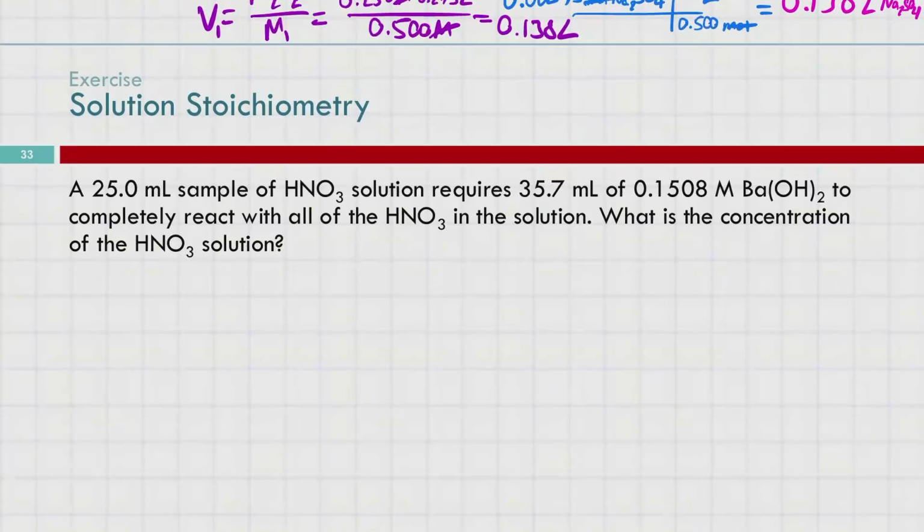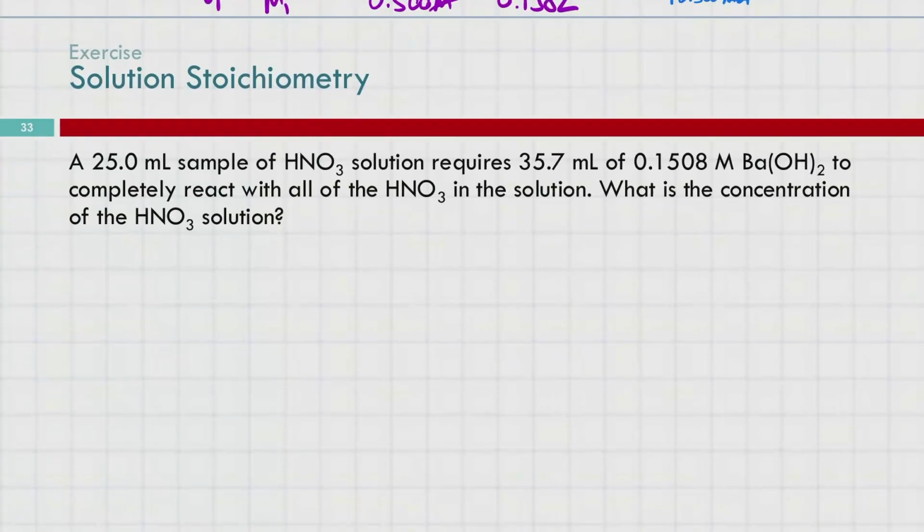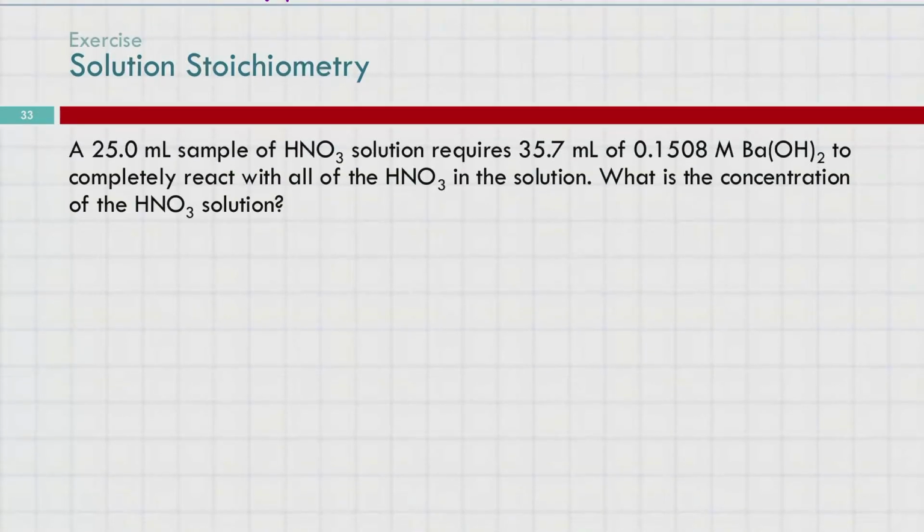Let's see if we can do that here. Yes, this is one where it won't work. I'll give you a little bit of time. We'll spend the rest of the class working on this problem. A 25 milliliter sample of nitric acid solution requires 35.7 milliliters of that concentration of barium hydroxide to completely react. What's the concentration of the nitric acid solution?